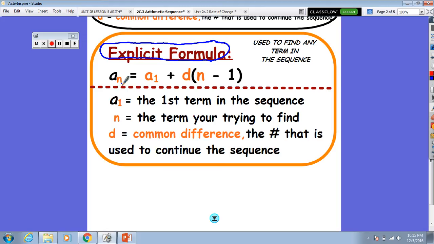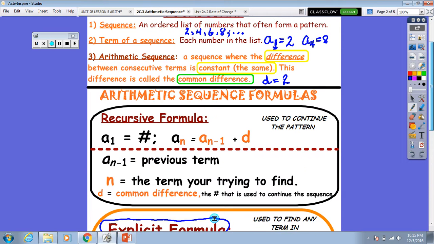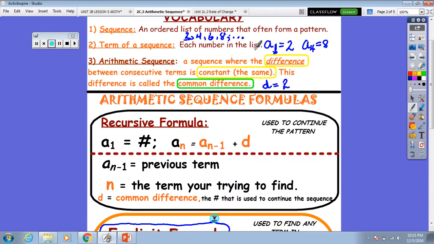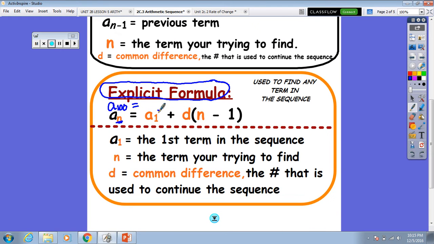So in here would be 100 because that's the term I'm asking you for. So you would say A100 equals, A1 means what is the first term in the sequence? Well, my first term in my sequence was the number 2. So I would put a 2 first down here in this pattern. Okay?